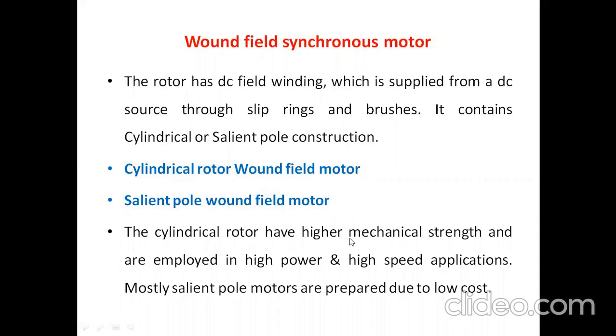Generally, salient pole motors are mostly preferred, because cost-wise the salient pole motor is very low, so mostly we use the salient pole motor. But for high power and high speed applications, we mostly prefer the cylindrical type or non-salient pole type rotor, as it has higher mechanical strength compared to the salient pole rotor.